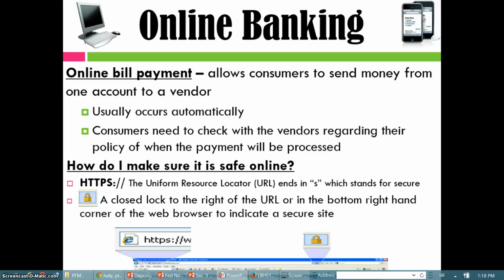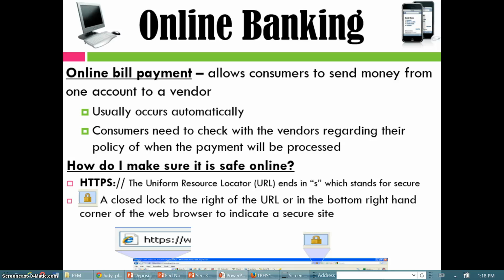Online bill payment allows consumers to send money from one account to a vendor. It usually occurs automatically. Consumers need to check with the vendors regarding their policy of when the payment will be processed, because when you pay a bill online, that does not mean the vendor receives it at that time. It still takes 2 to 4 days for that payment to be sent electronically. So you need to make sure that you're still paying in advance to meet those due dates.